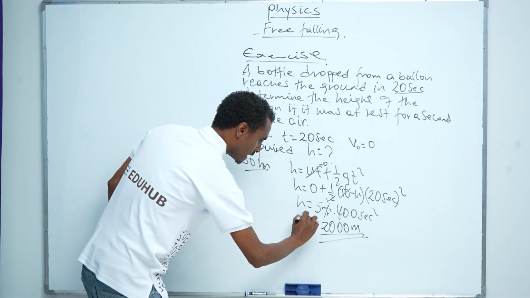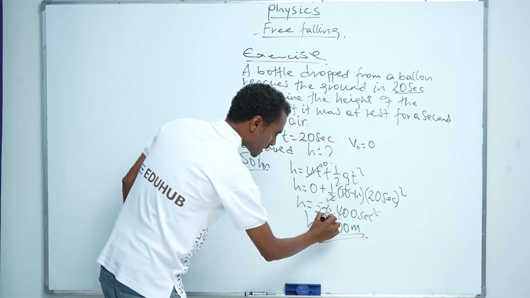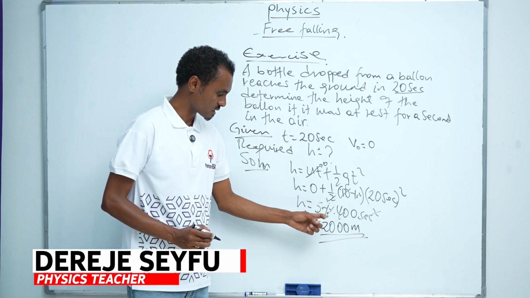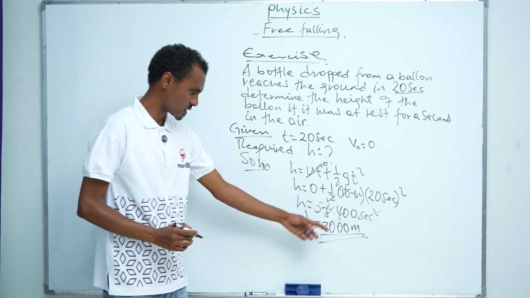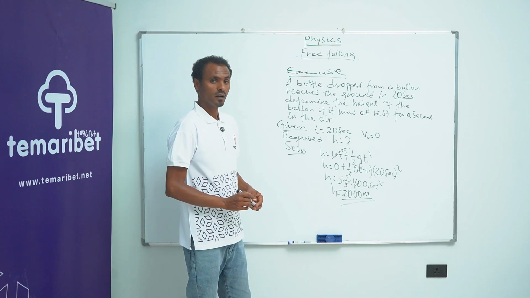This is the height. Second by second will be cancelled out, and which one will remain here? That is meter. So 5 times 400 gives us 2000 meter.